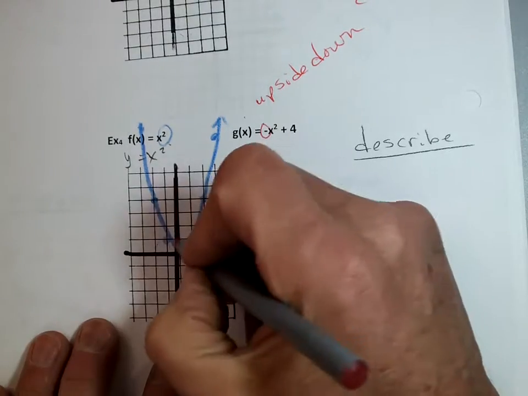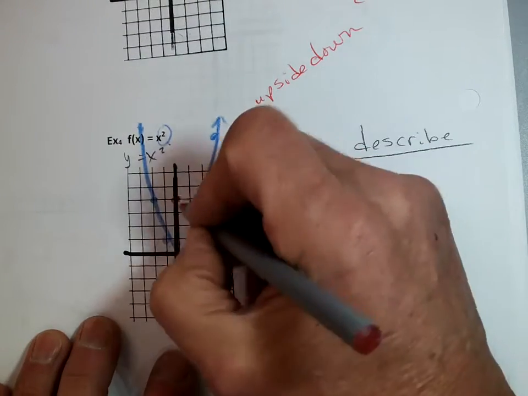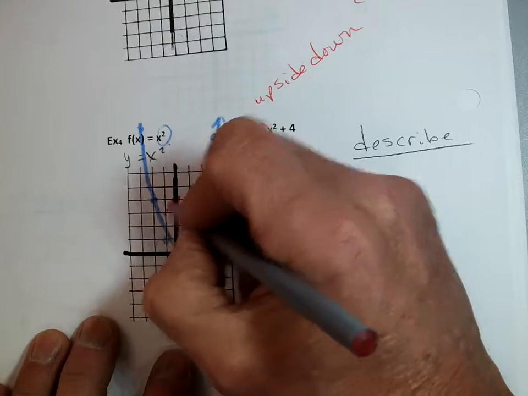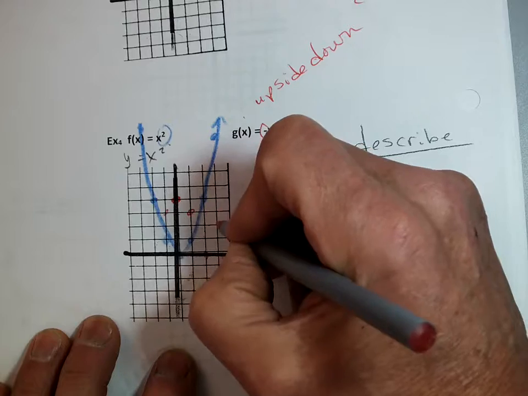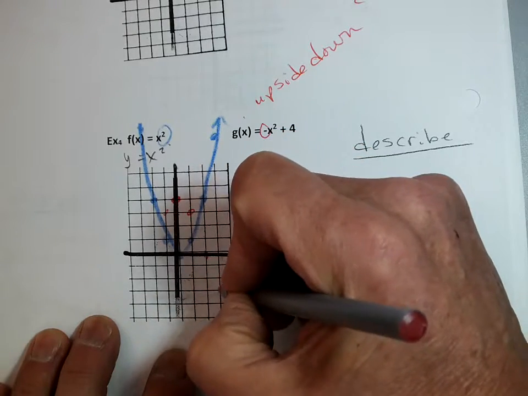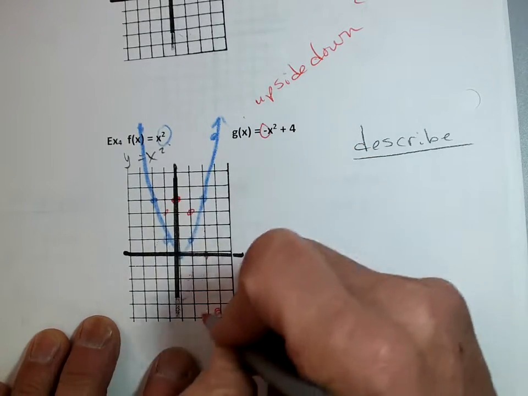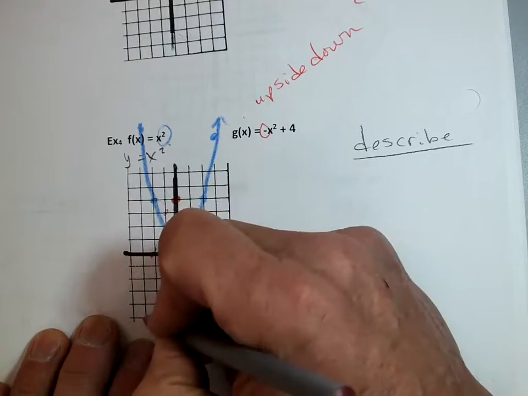I like that. 1, 2, 3, 4. And I'm still going to do the 1, 1, but it's upside down. 2, 1, 2, 3, 4. 3, 1, 2, 3, 4, 5, 6, 7, 8, 9. And it's symmetrical. And there it is.